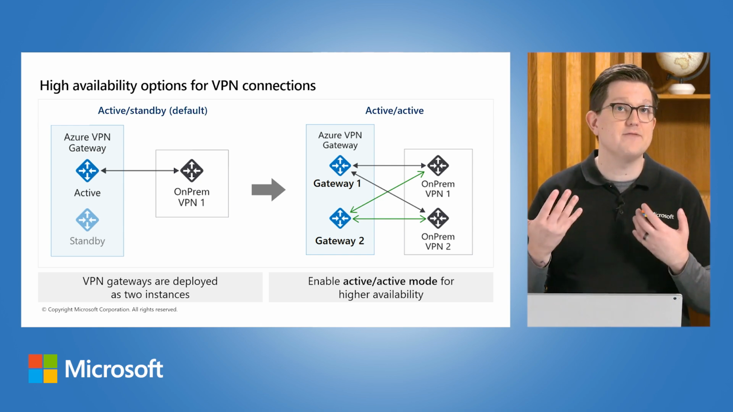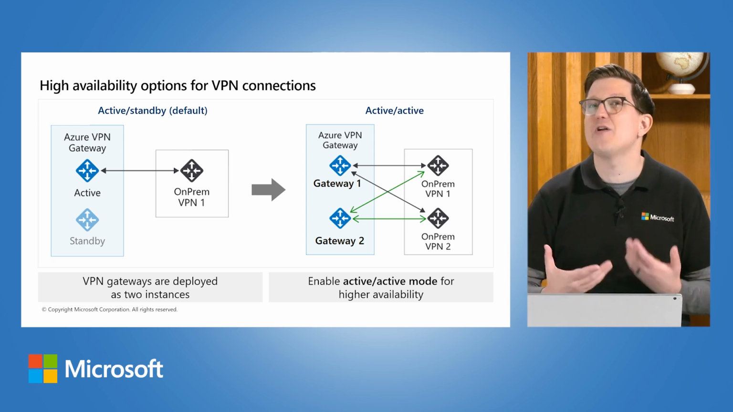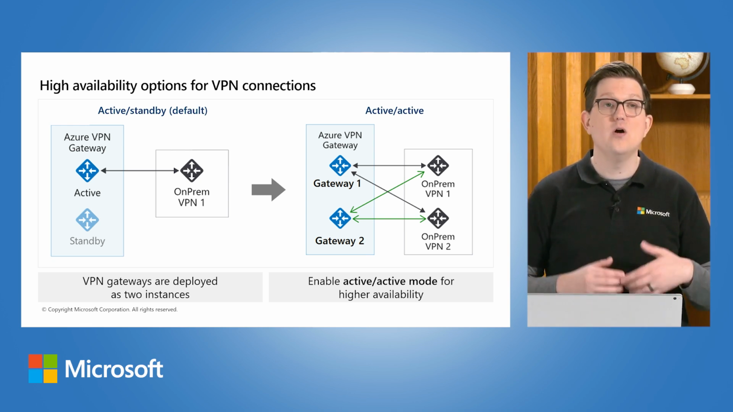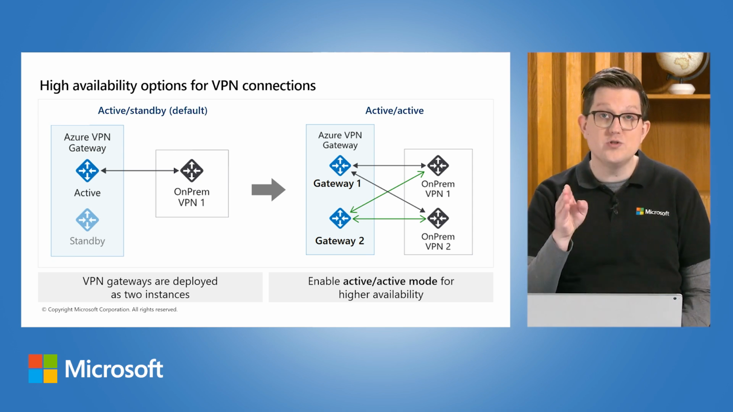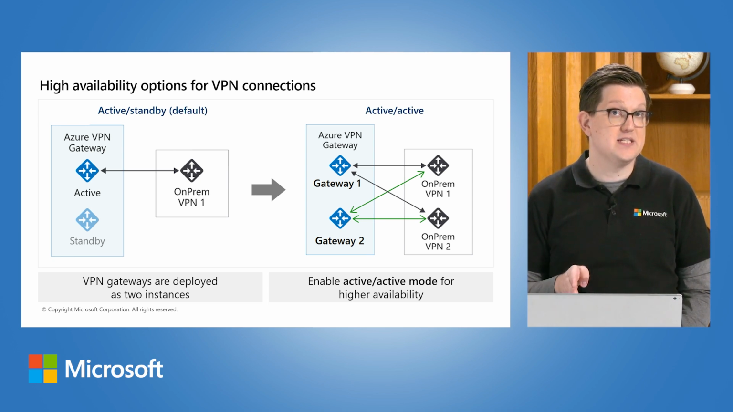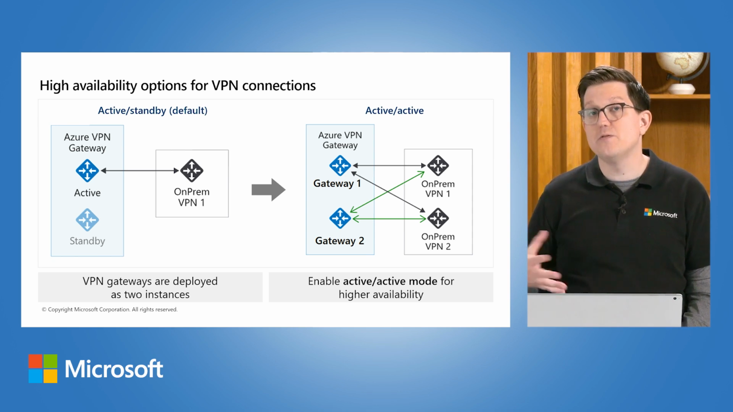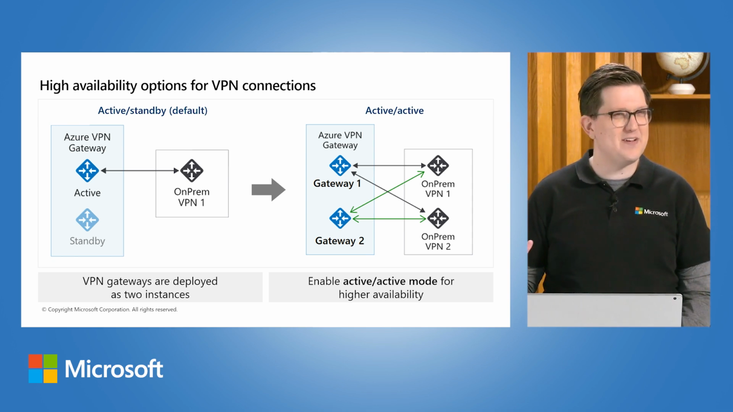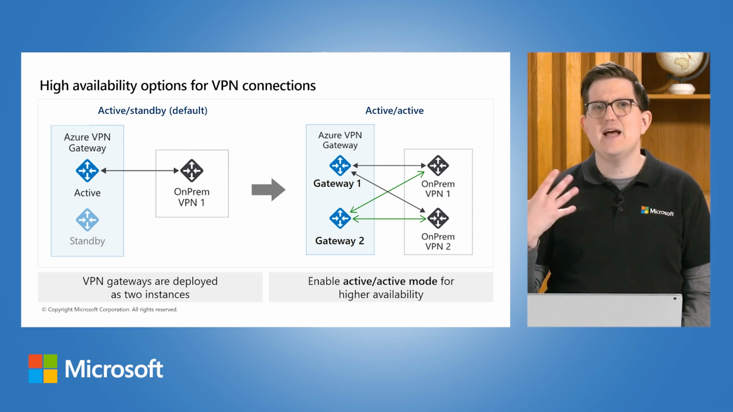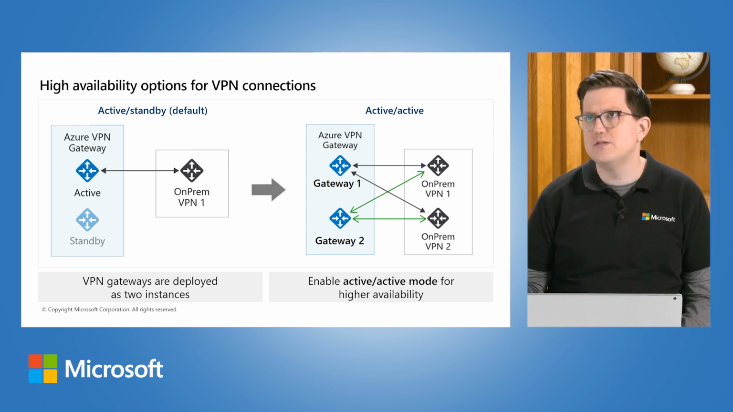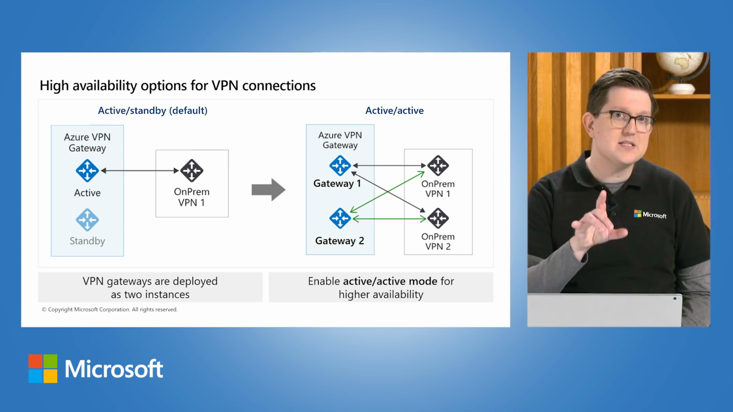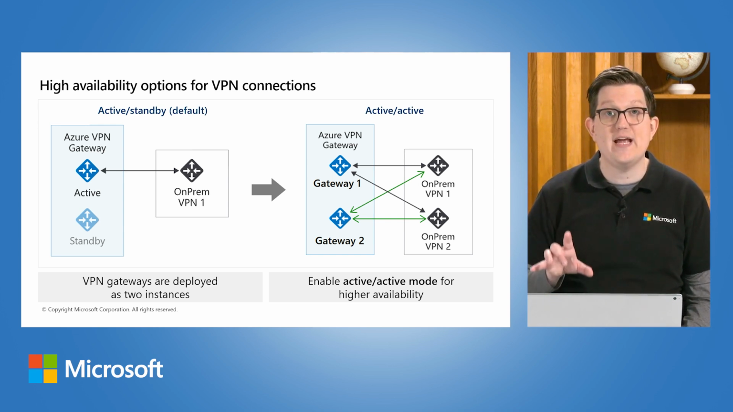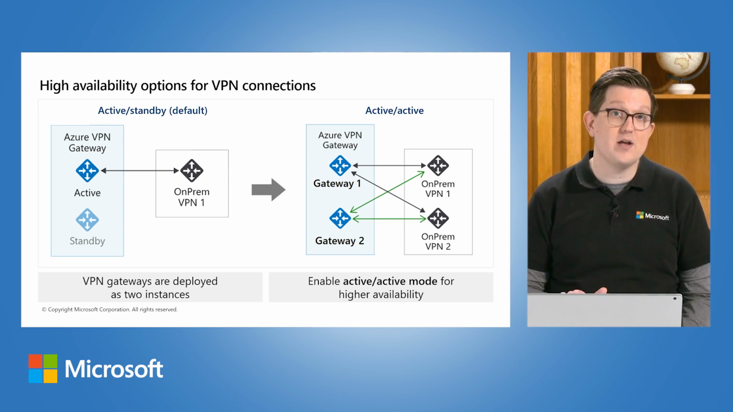Now for clients and customers for whom that sort of cutover is not acceptable, or you simply need a higher level of uptime, look to the active-active deployment model instead. You will need to go through and establish a couple of extra connections on your side, and there's some highly available architectural documentation you will need to follow. But it means that your VPN connection will stay up in more scenarios.